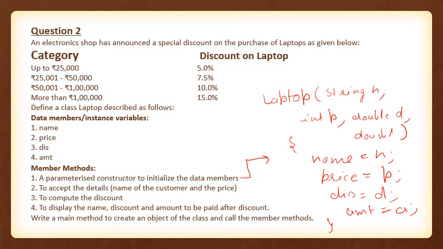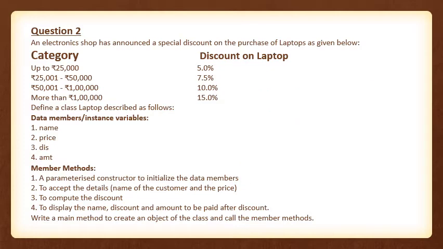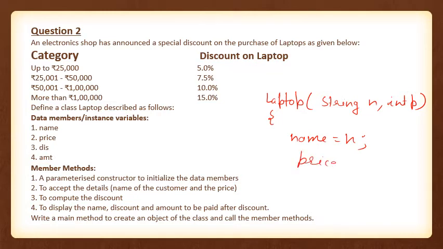Next thing is, you can define the constructor like this also. Here you can define Laptop with string n for name and int p for price, because these two data members take part in the input. Discount and amount are initialized after the calculation, so no need to initialize them here, but both constructor definitions are correct. So name equals n and price equals p.